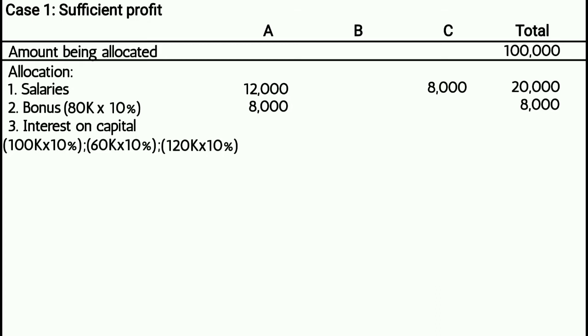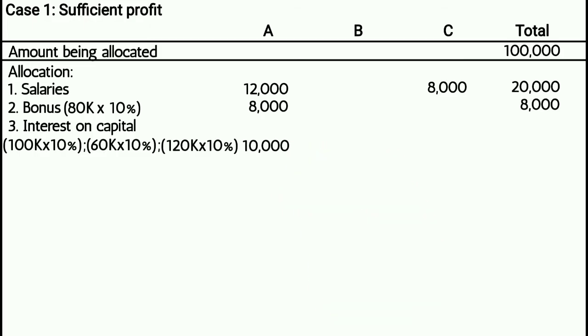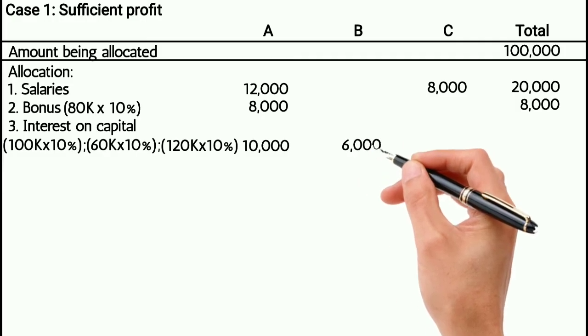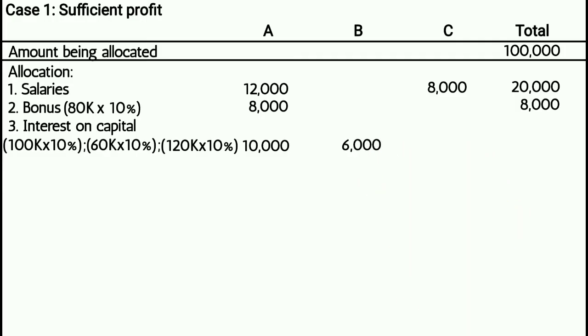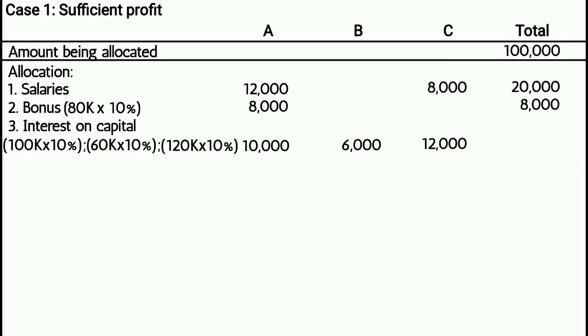100,000 pesos times 10%, that is equal to 10,000 pesos. 60,000 pesos times 10%, that is equal to 6,000 pesos. And for C, 120,000 pesos times 10%, that is equal to 12,000 pesos. All in all, that is equal to 28,000 pesos.